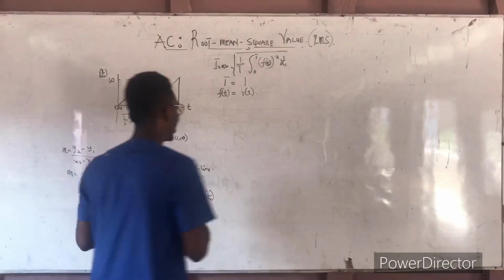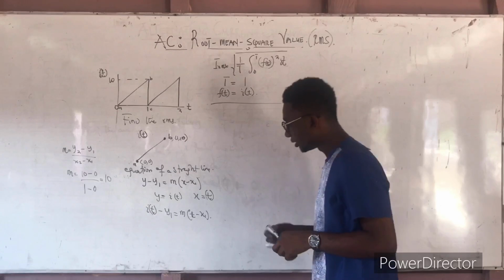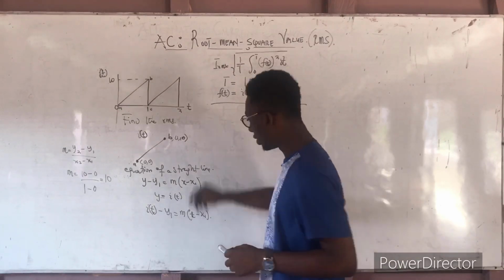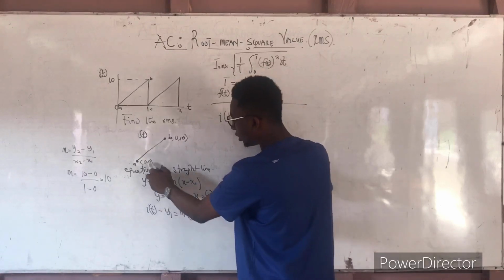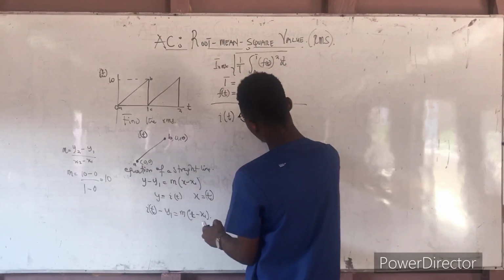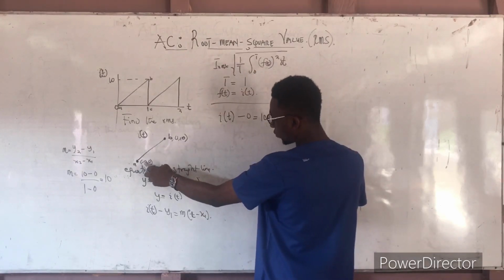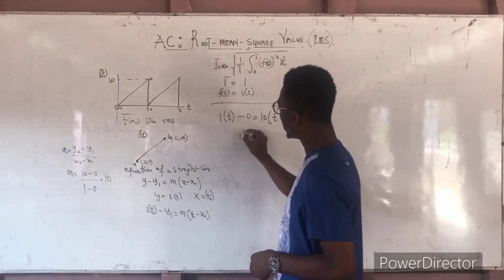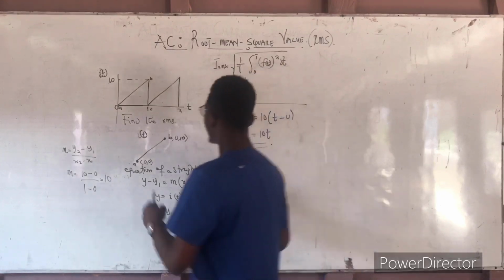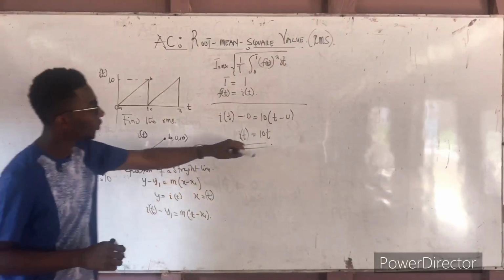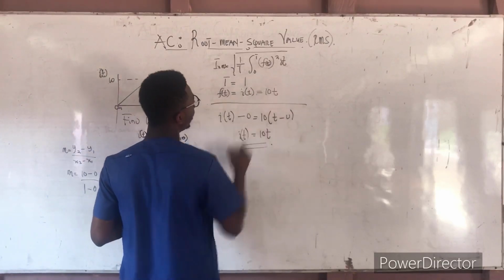So upon having the gradient to be 10, then we can put it back into the equation. So the function I of t minus y1, which is 0, is equal to 10 into bracket t minus x1, which is also 0. So from here, you get the function I of t to equal to what? 10t. So the function here for this particular waveform is 10t. So therefore, the function we're using is 10t.